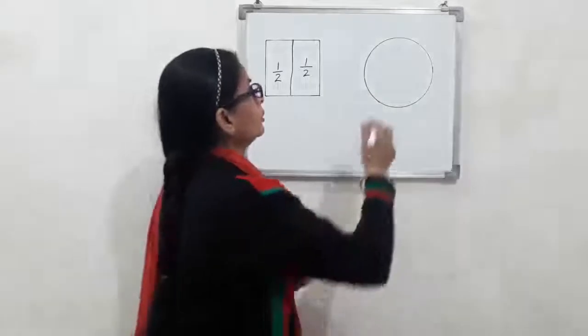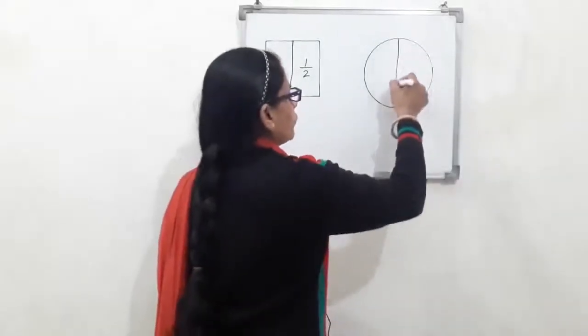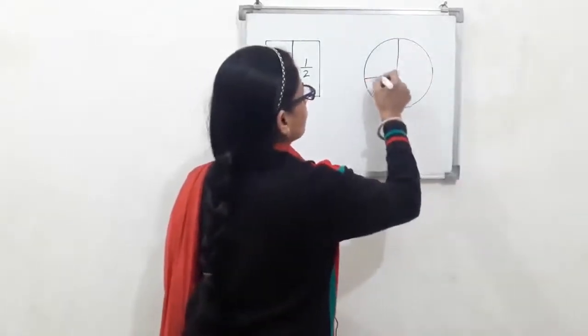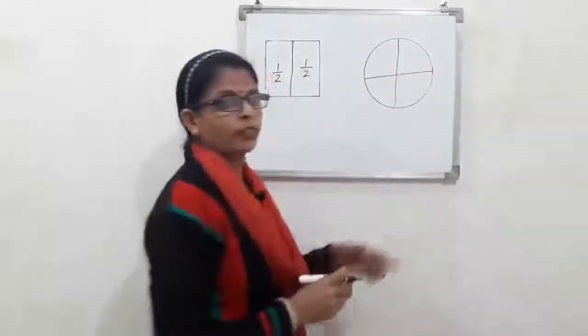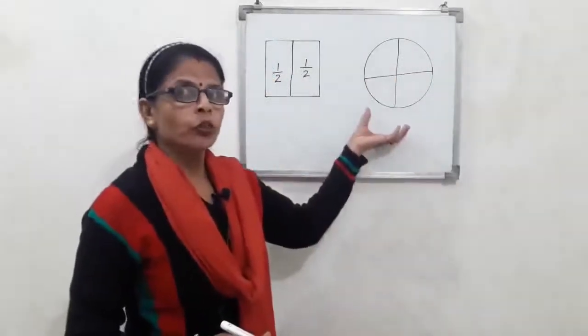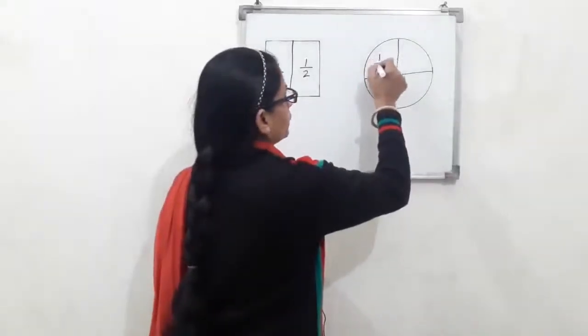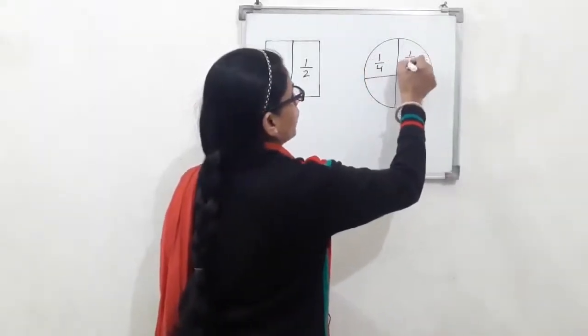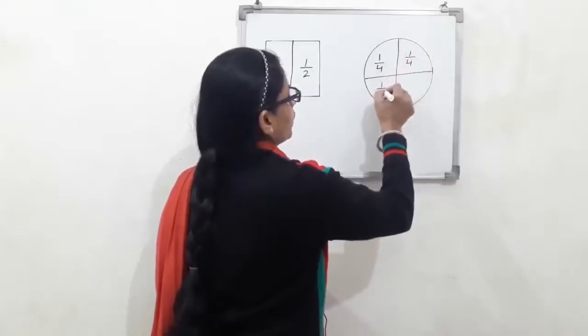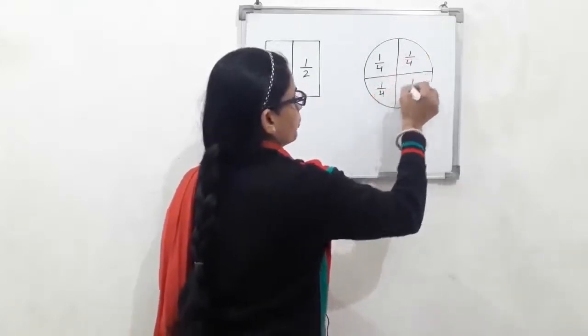If I draw, divide into four parts. I have divided the circle into four equal parts. So, this is 1/4 part. This is 1/4 part. This is 1/4 part. And this is 1/4 part.